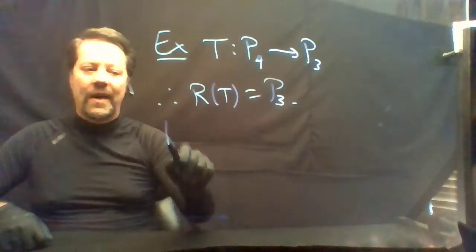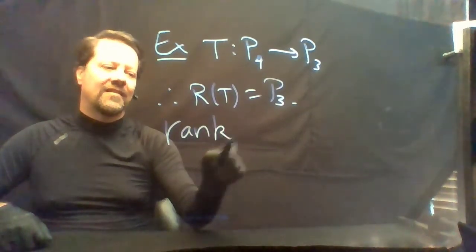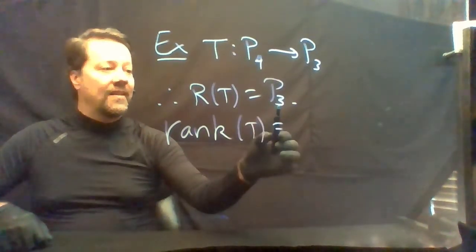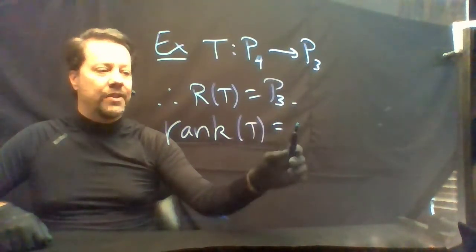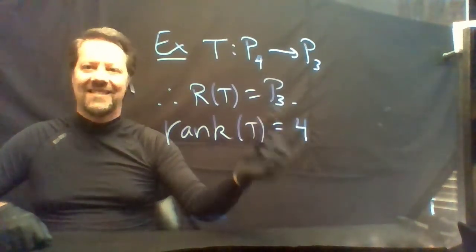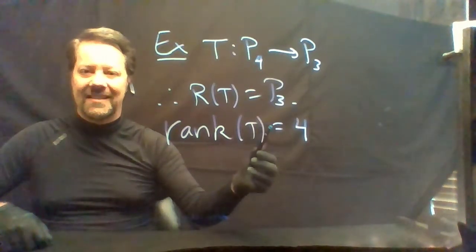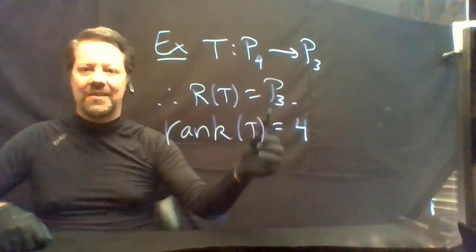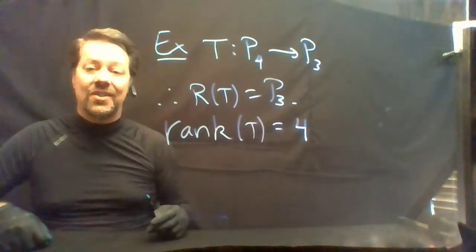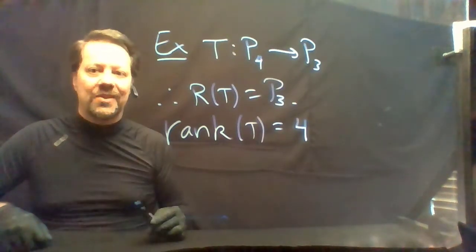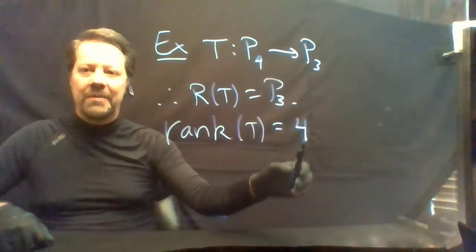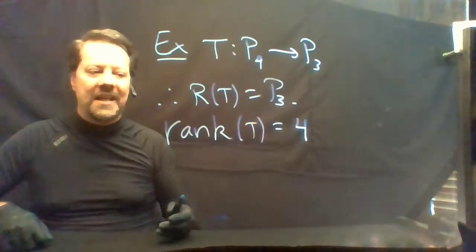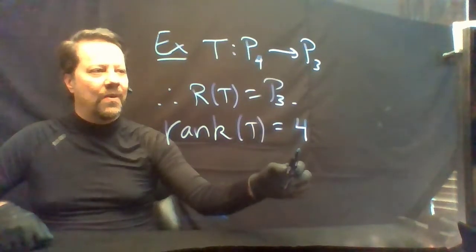What is the rank? It's the dimension of the range. P3 has dimension 4 because you have 4 independent constants, a plus bx plus cx squared plus dx cubed. You have to remember to start at degree 0, the constant term. You have 4 independent parameters. You have a 4-dimensional space. So the rank is 4.